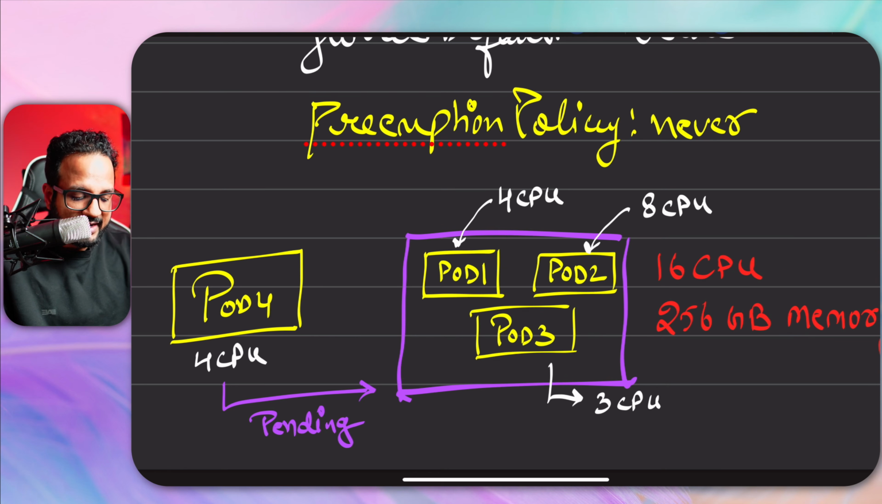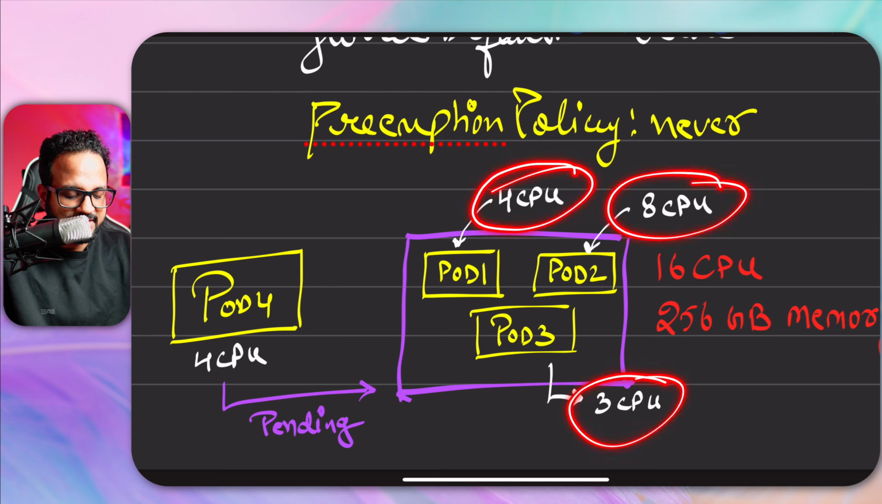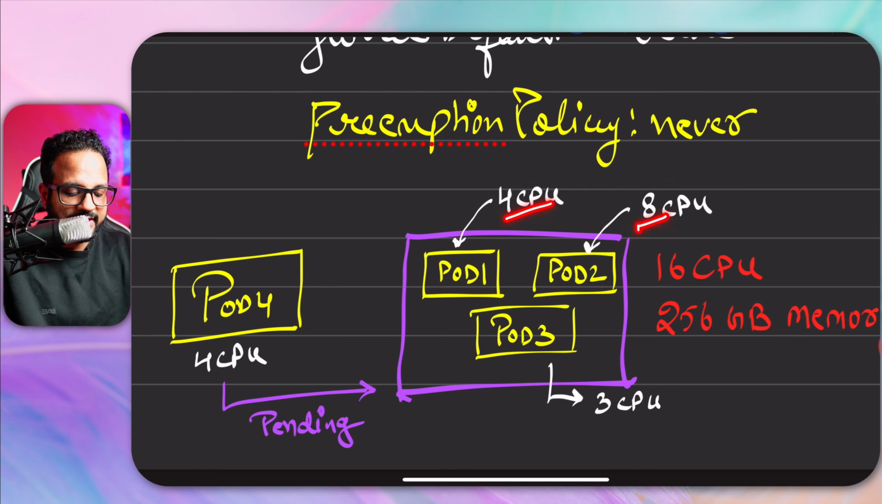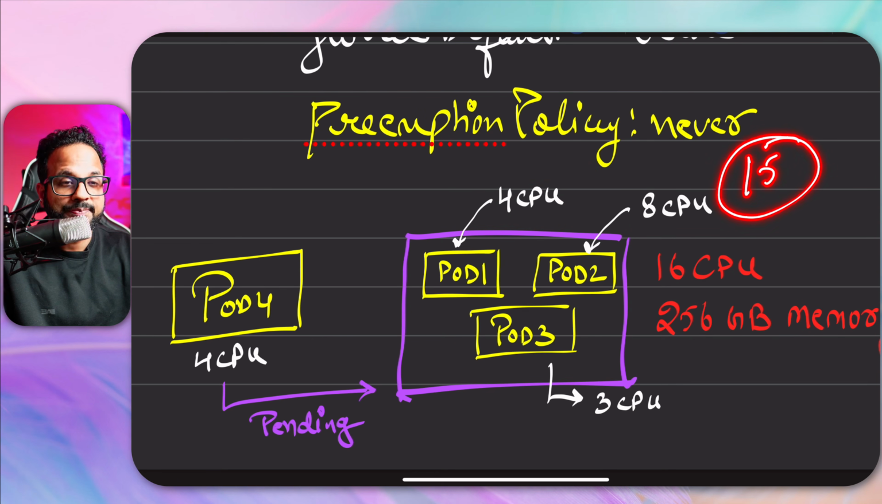Okay, it has 16 CPU and 256 GB of memory. This is a Kubernetes node, with some limited resources, 16 CPU and 256 memory. Now it has three pods running over here, pod 1, 2, and 3. And these pods are using 4 CPU, 8 CPU, and 3 CPU. So that's 4, 8, 12, and 15. So 15 CPUs are already being used, and total was 16.